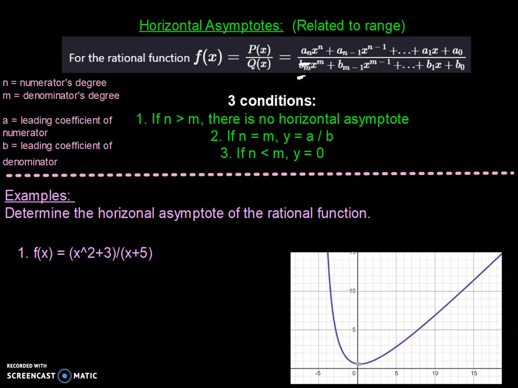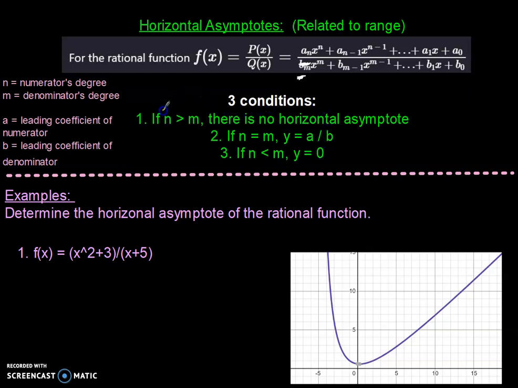They are related to the range in the same manner. Horizontal asymptotes are the y values that don't work with your function, whereas the range are all the y values of the function itself. So the nice thing about horizontal asymptotes is that there's no actual work to it if you know the three conditions.